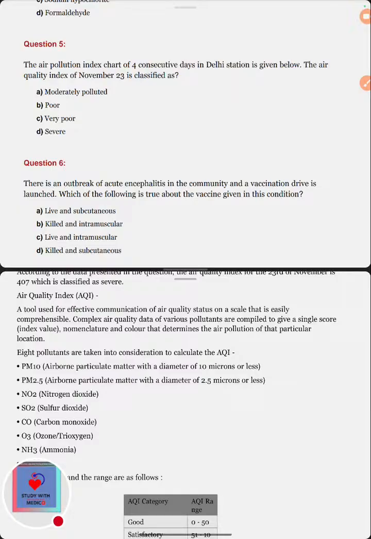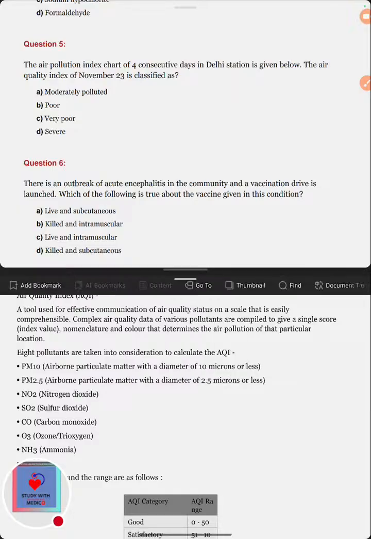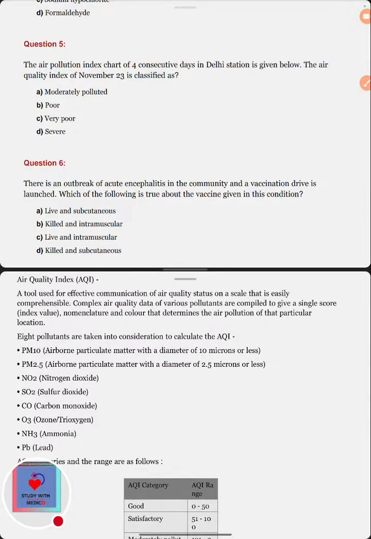So the air quality index is a tool used for effective communication of air quality status on a scale that is easily comprehensible. Complex air quality data of various pollutants are compiled to give a single score index value. Nomenclature and color determine the air pollution of the particular location.